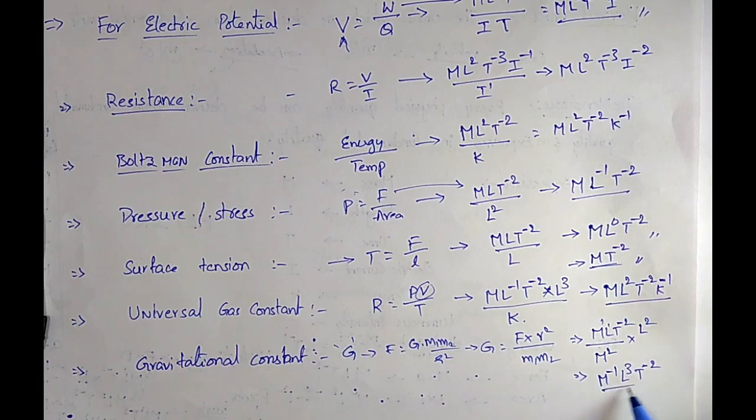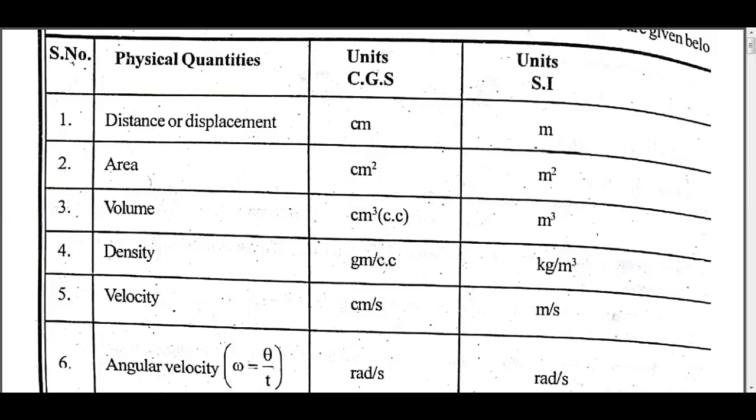It is the dimension formula for gravitational constant. It is also a very important one. Here the very important point for this gravitational constant is that mass has a negative power. Okay, here are some important quantities and their CGS units and SI units. The SI units are very important from the exam point of view.